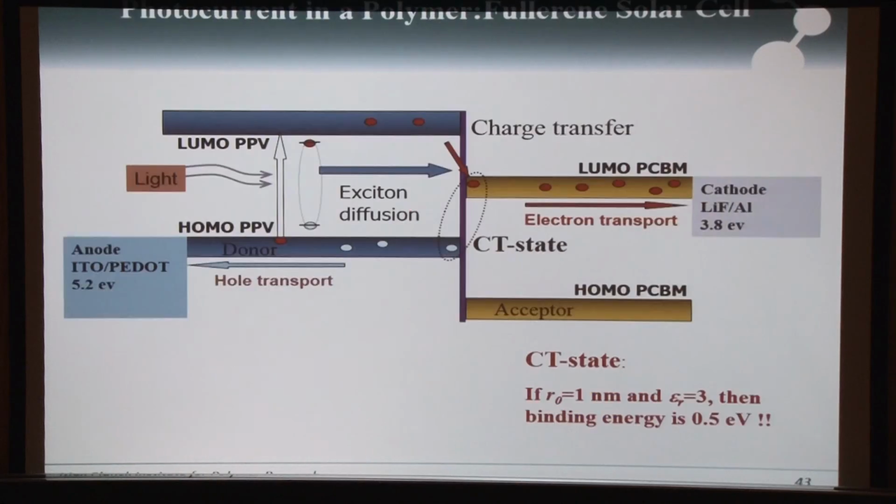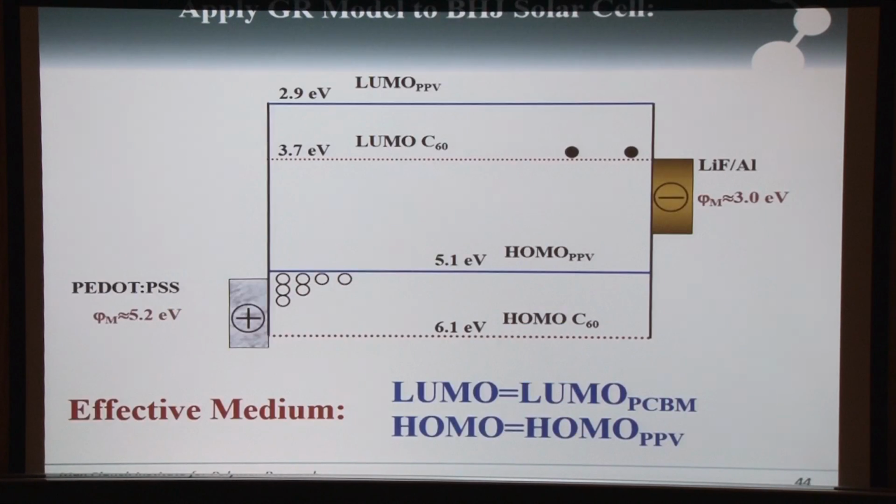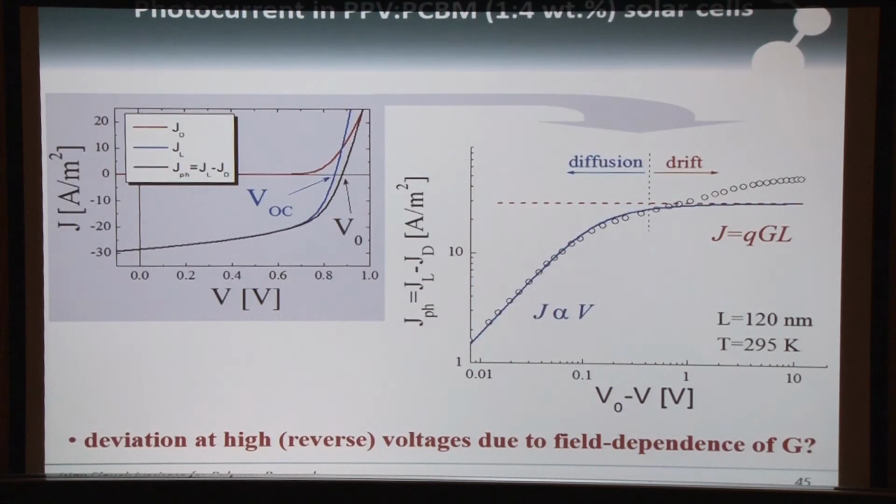What we do now, we have a bulk heterojunction with 2 phases, acceptor and donor, and we make a very crude approximation. We consider this system as one semiconductor, where the conduction band is the LUMO of C60, and the valence band is the HOMO of the PPV. And then we are going to apply Goodman and Rose.